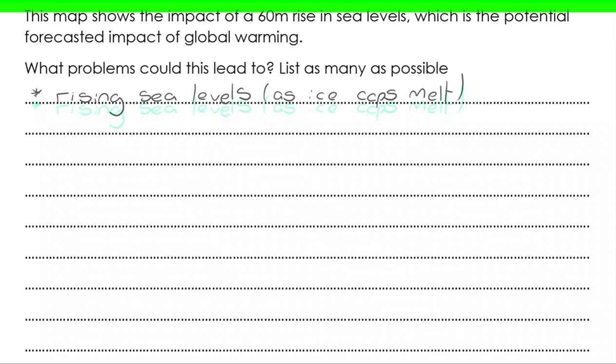Well, the first one is that sea levels will rise, as we saw in the map. Ice caps will melt as the global temperature rises. That water that's currently floating on the surface is then going to become part of the oceans. The levels will rise. At the moment, the Arctic is melting about the area the size of Netherlands each year.